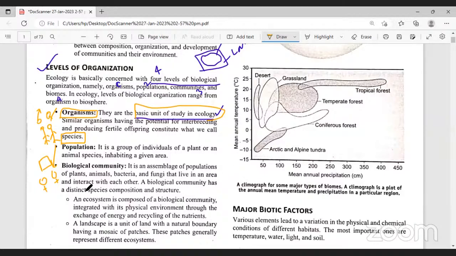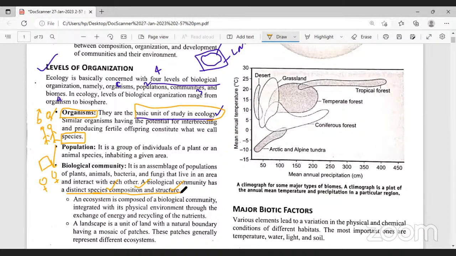A biological community has a distinct species composition and structure because it may vary, isn't it? You know about plant species. Plant cells also differ compared to animals. Animal cells also may vary: prokaryote, eukaryote, unicellular, multicellular, like that. Composition also varies. The plant cell is made up of cellulose. Animal cell is made up of what? Lipoprotein, phospholipids.